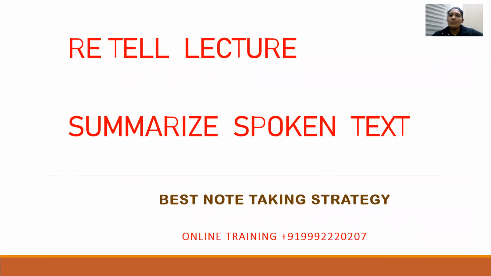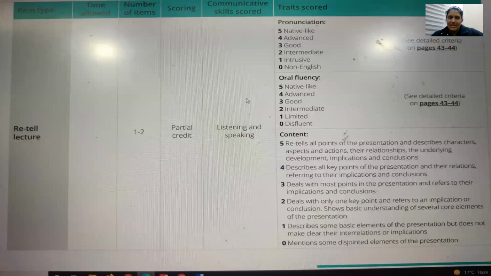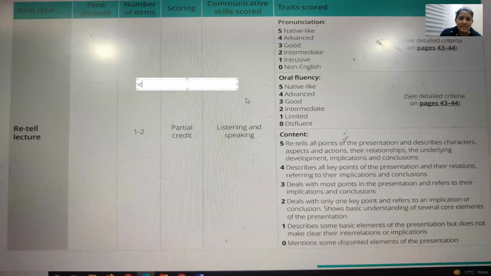Let me show you the marking criteria for both the tasks, guys, so that you understand what I'm trying to say. Read a lecture, POC, that means pronunciation 5 marks, oral fluency 5 marks, content 5 marks. For content marks, you need to retell points of the presentation, describe characters, aspects, their relationships, development, implications, and conclusion. Now guys, when I say this, I'm not trying to say content is everything. Content is not everything, but content is important. So many people are not able to balance these two things.